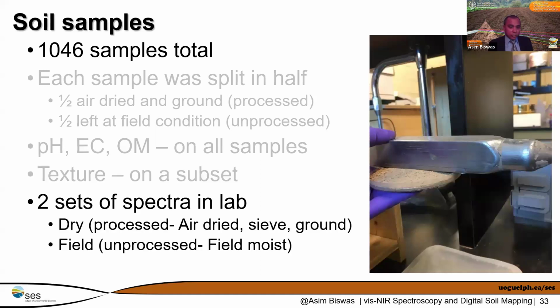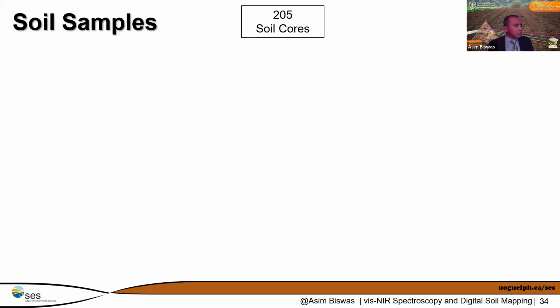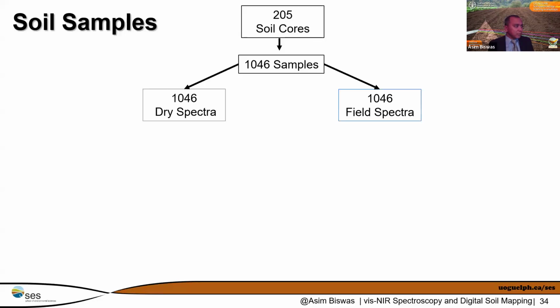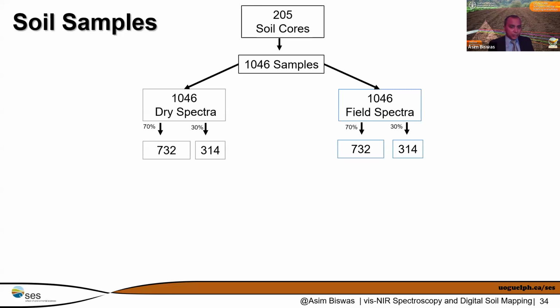And then we collected two sets of spectra, one on the air-dried, sieved and ground processed soil samples, while the other spectra is on unprocessed field-moist samples. So what we did on the soil core, we have about 1,046 samples. We collected 1,046 dry spectra and field spectra. In both cases, we divided the data with a 70-30 split for calibration and validation.